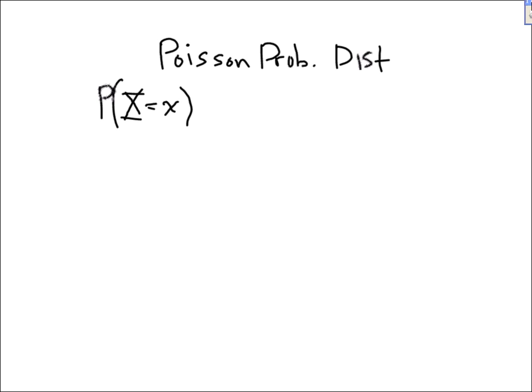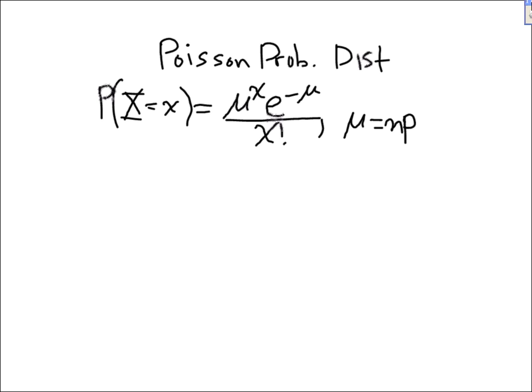The probability that big X is little x is mu to the x, e to the negative mu, all over x factorial, where mu is the mean, which can also be calculated by np. It is the mean. It is what you would expect. It's the expected value.